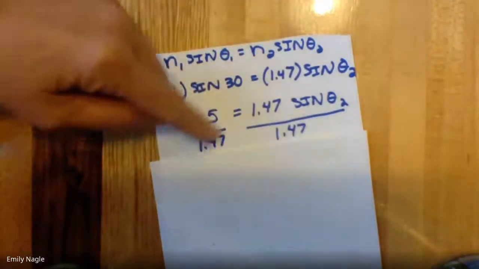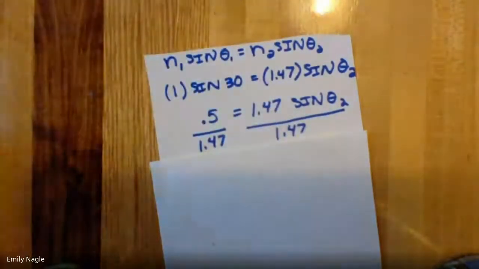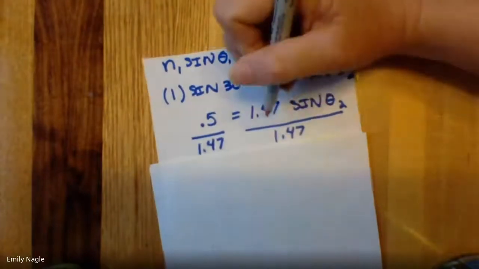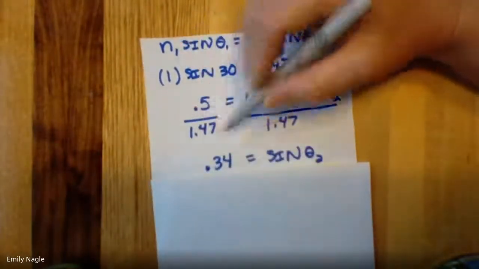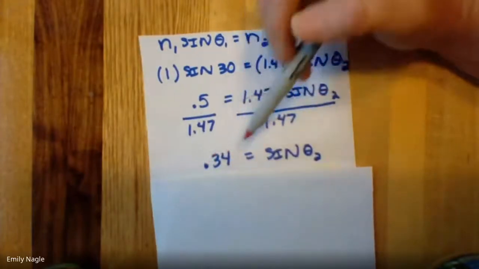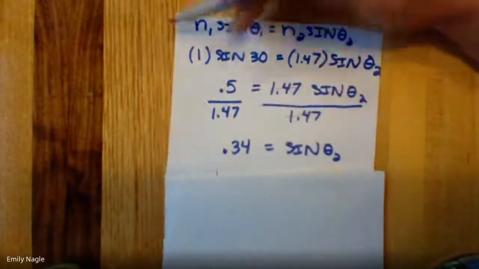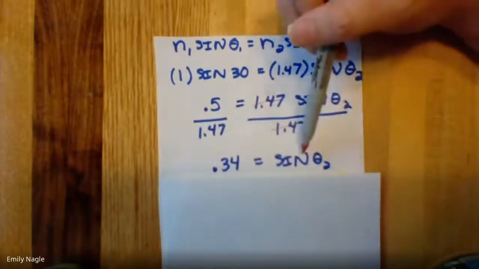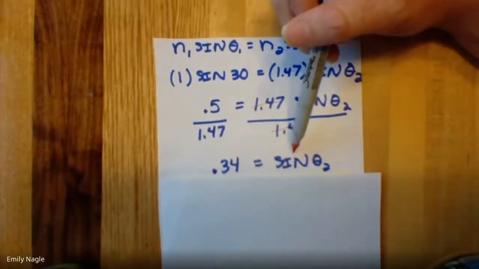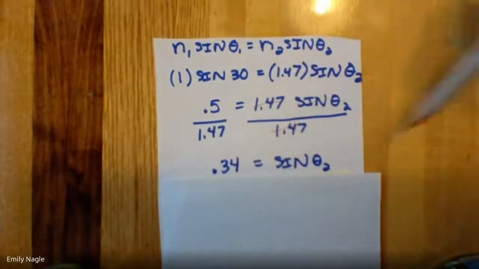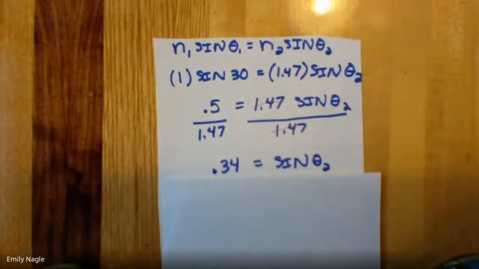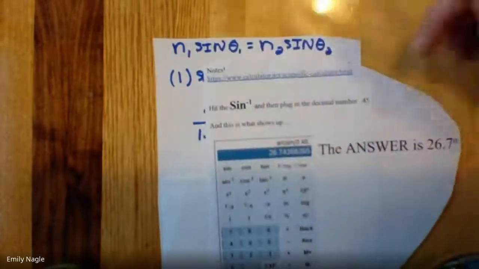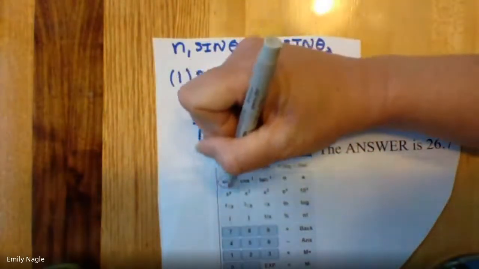Then we're going to plug this into the calculator. The 1.47 cancels out. Now plug this into the calculator and you get 0.34. What's left here is sine theta 2. Now, how do you get rid of sine theta? This is a little tricky if you haven't had trig. You're going to have to use something called the inverse sine button. You want to use that button right here. It's also known as the arc sine.